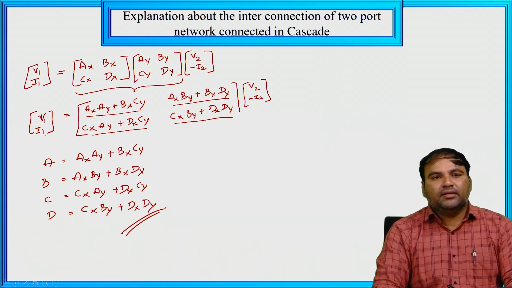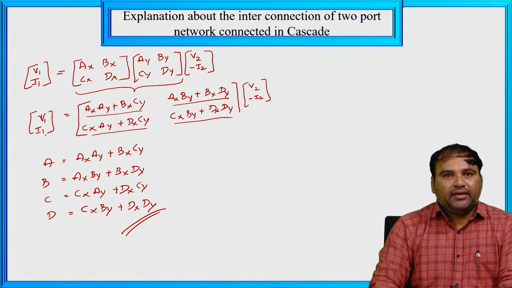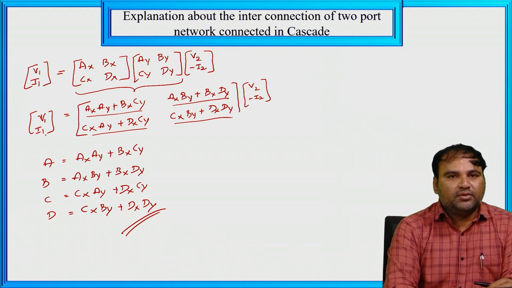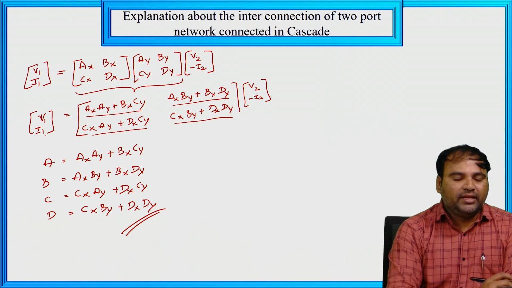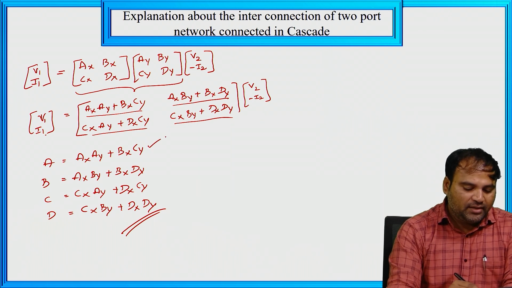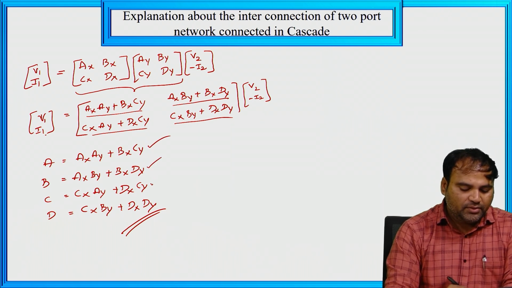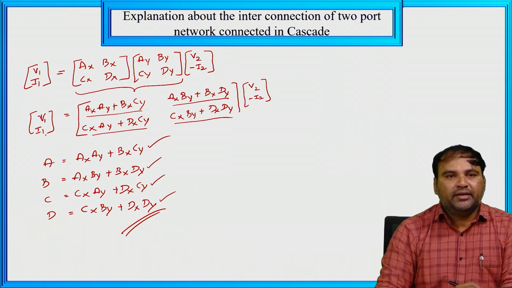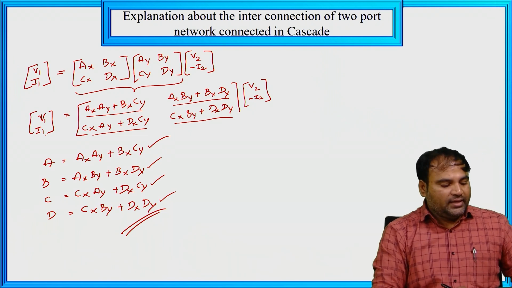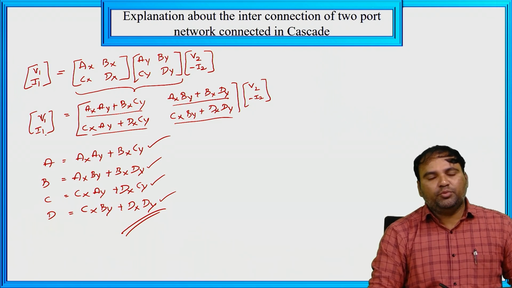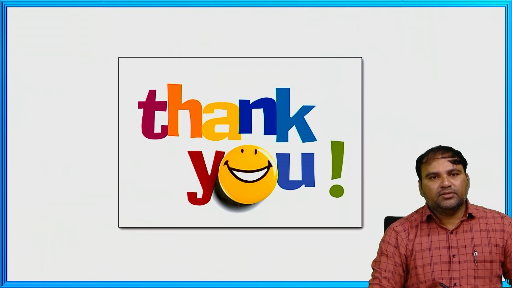These are the ABCD parameters for the cascade connection. If two-port networks are connected in cascade, the ABCD parameter equations give the A value, B value, C value and D value. So this is about the cascade connection when two-port networks are connected in cascade. Thank you one and all.